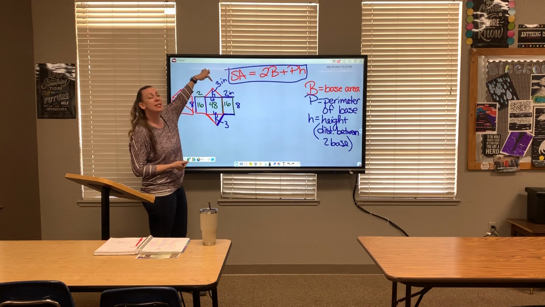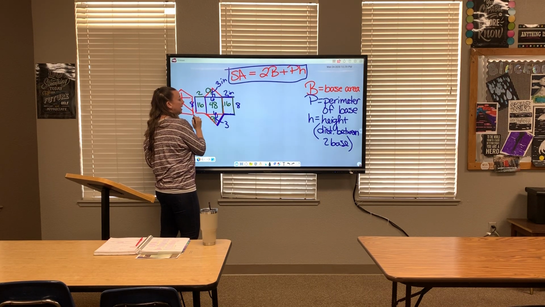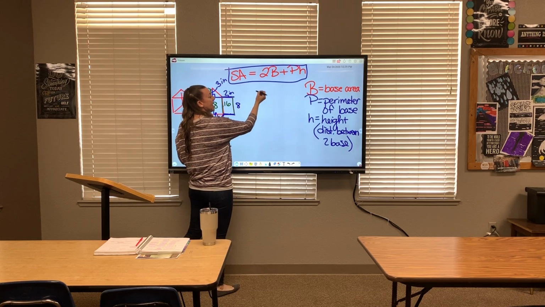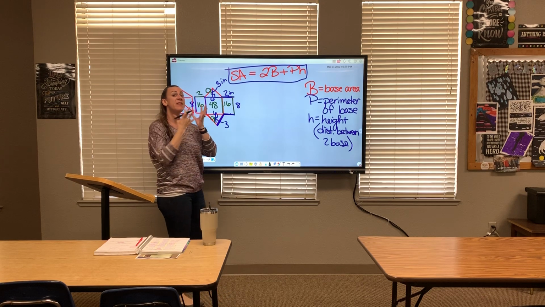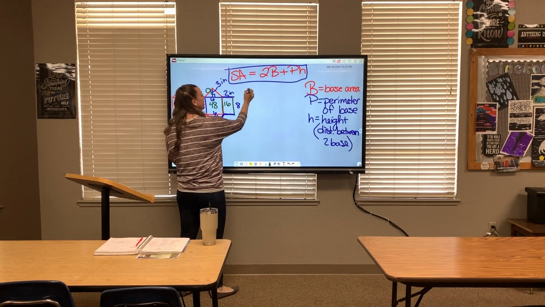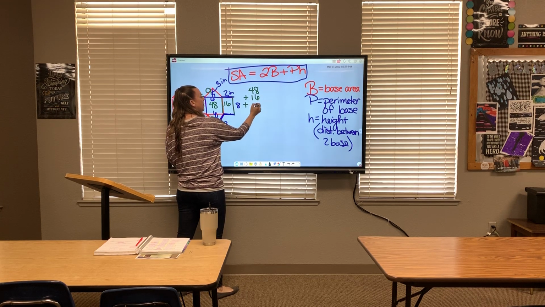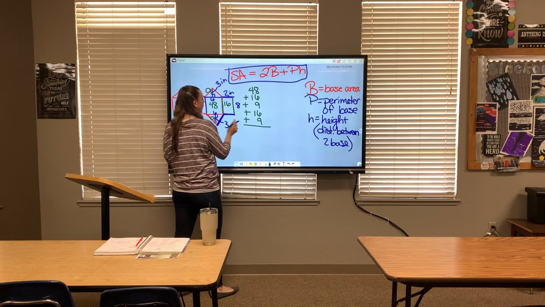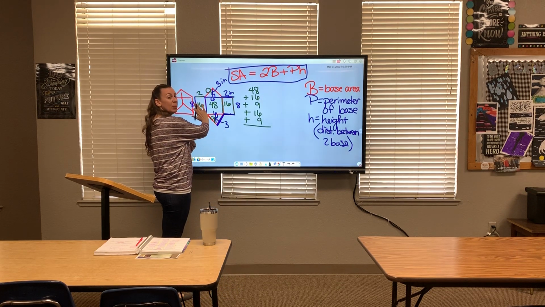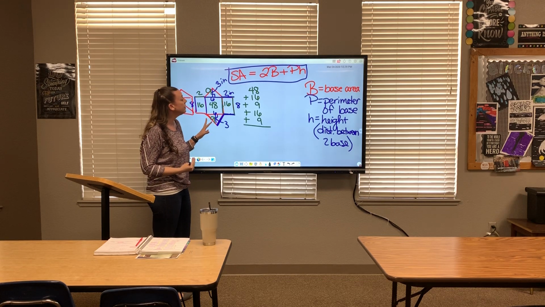So if 6 times 3 is 18, one of these triangles is gonna be 9, and this one's gonna be 9, okay? So I'm gonna take the measurements of all of those surfaces, all of those faces, and add them together. So I have 48 plus 16 plus 9 plus 16 plus 9. Okay, so I did 48 plus 16 plus 9 plus 16 plus 9, because that's all of the faces for this triangular prism. Let's go ahead and add it up.